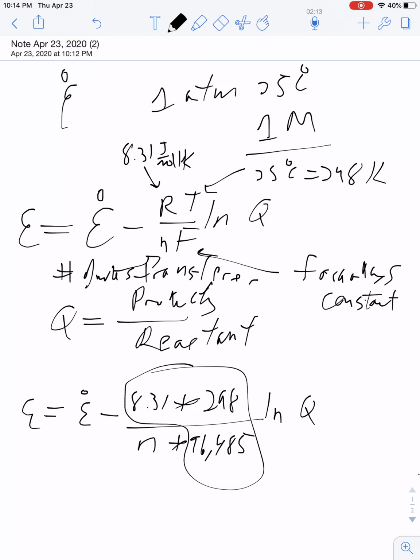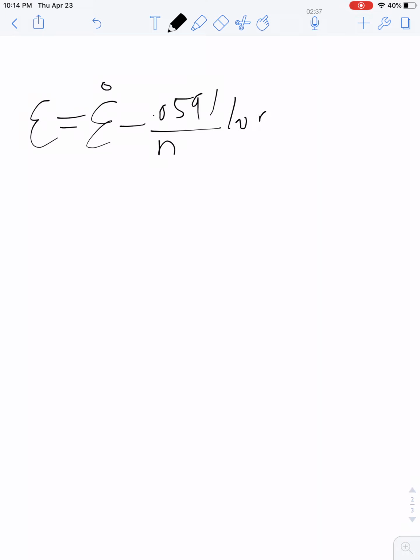So what you can do is combine those numbers together and change it from natural log, in other words base e, into base 10. And what that does is it simplifies the equation to the following. By changing it from the natural log to base 10 log, it combines and turns into 0.0591.